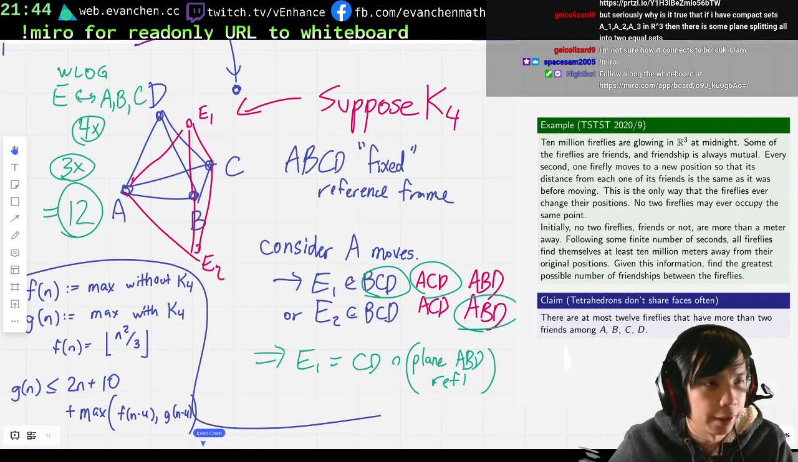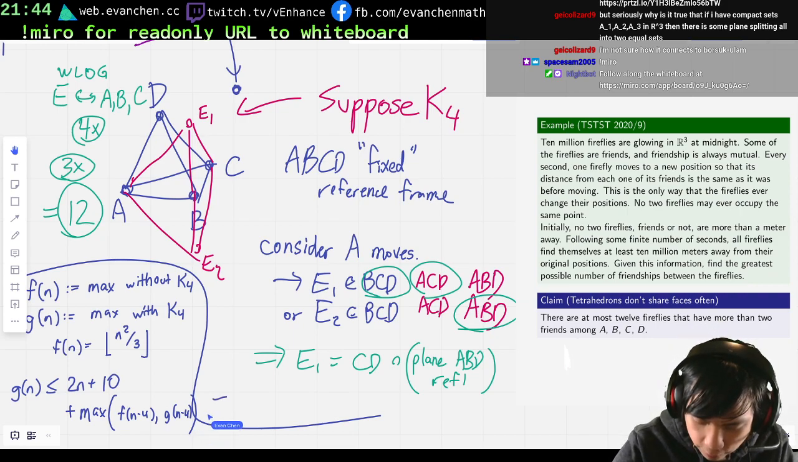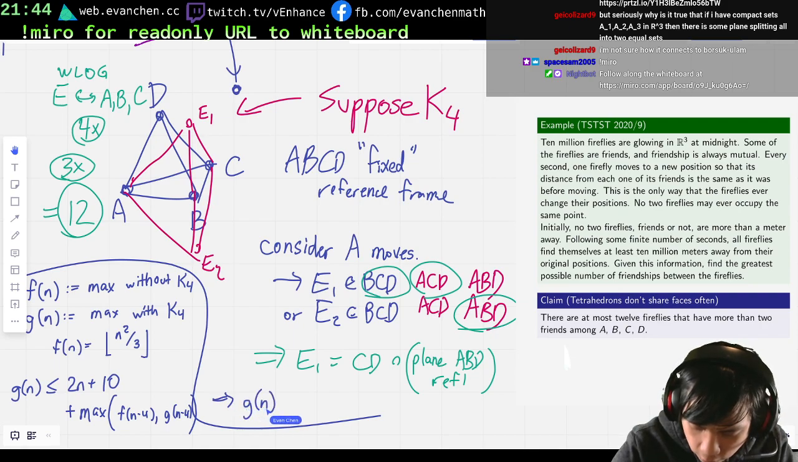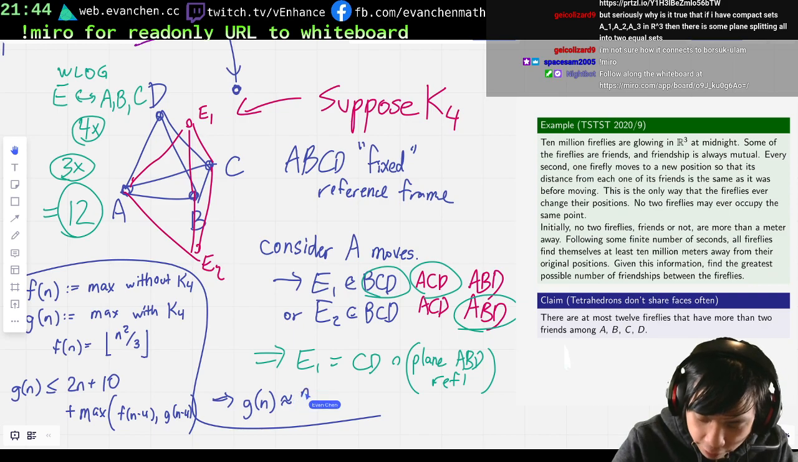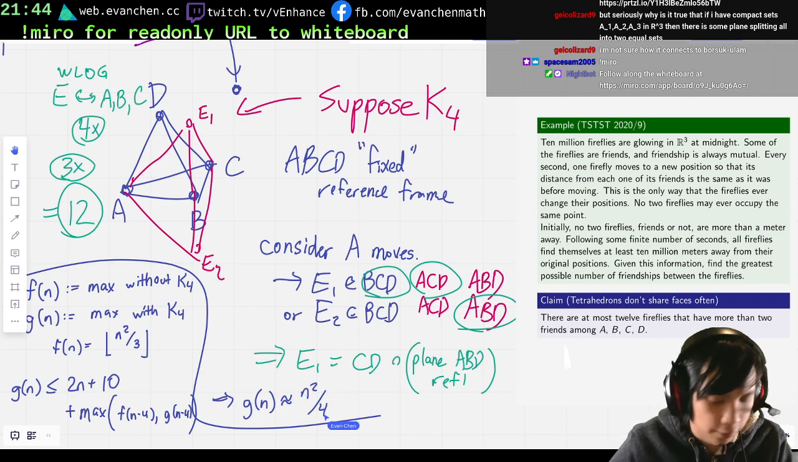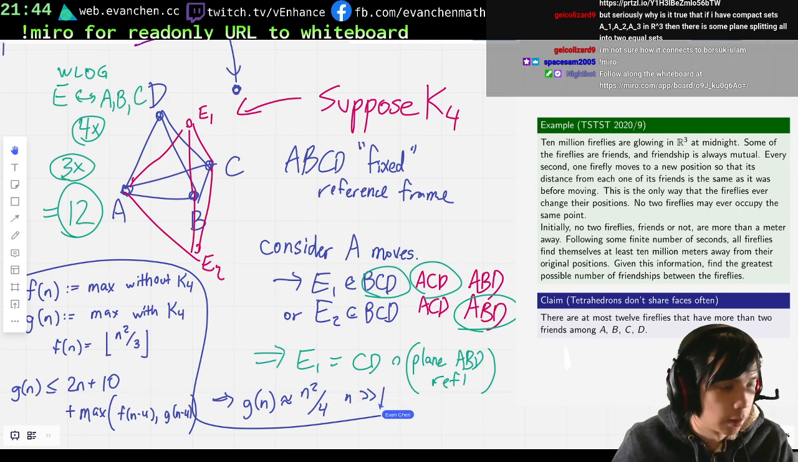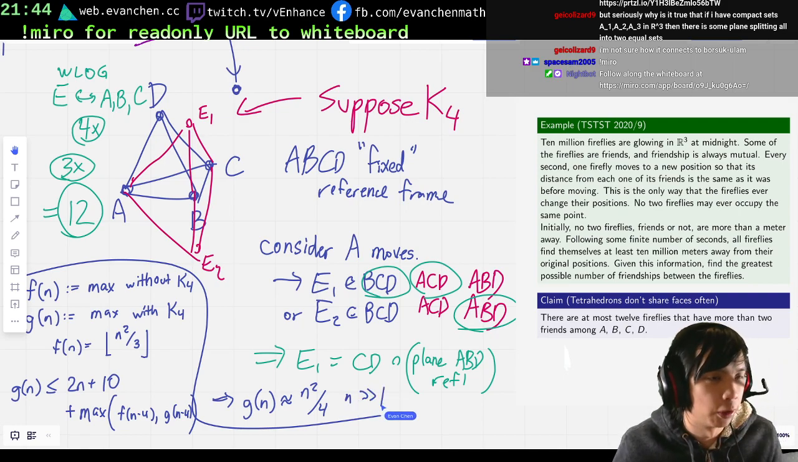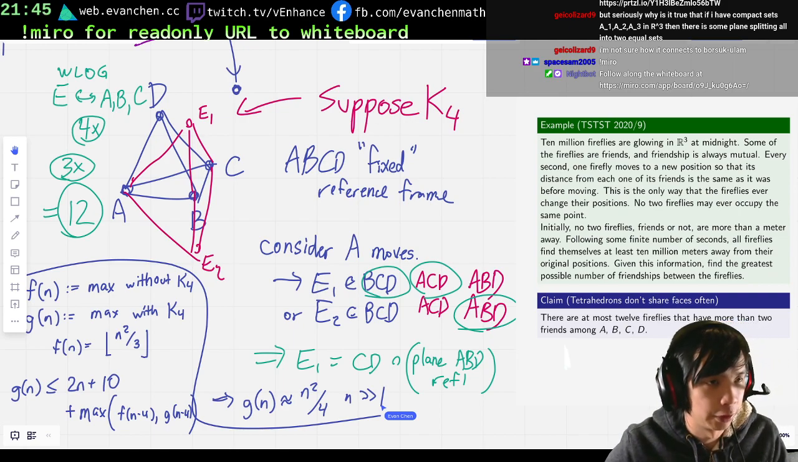And if you iterate this bound a bunch of times, it will eventually tell you that g of n is approximately n squared over 4, which is smaller for n large. So I won't do that algebra on the board because I don't think it's possible to follow, but you can see the details posted on AoPS if you care about that detail. That part is just calculation, so I'm not going to belabor it.